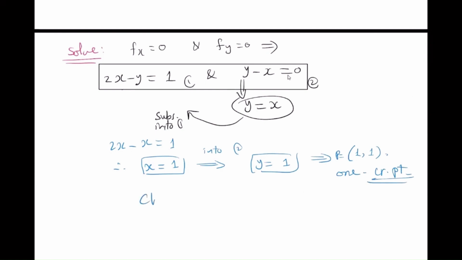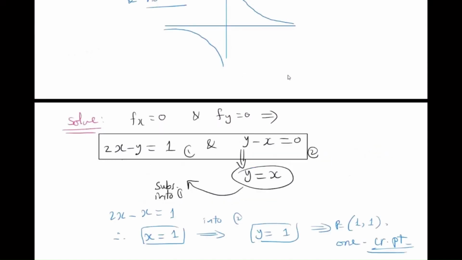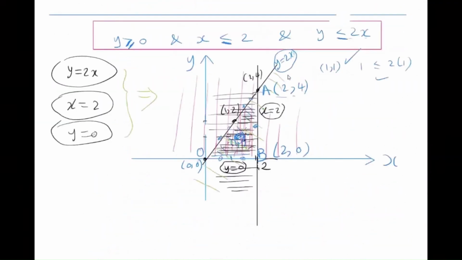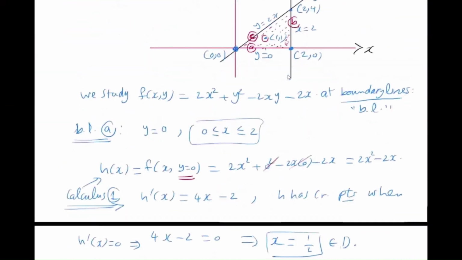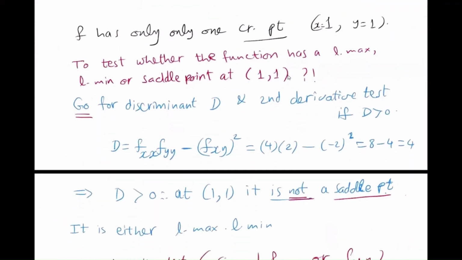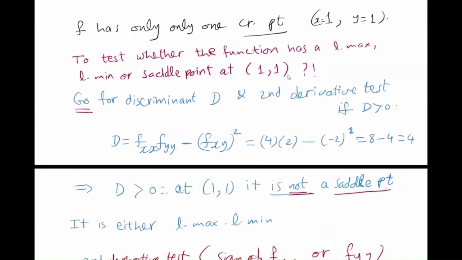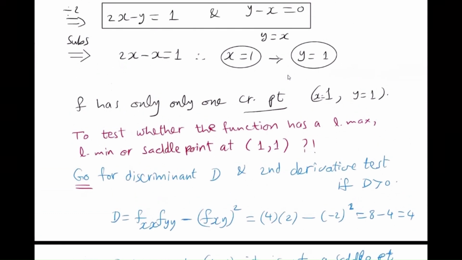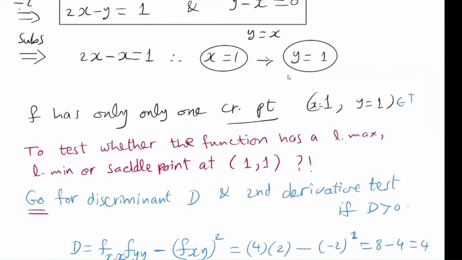Check whether it is in this restricted domain. If it is in the domain, we take it. If it is outside of the domain, we reject it. Okay, so we get one critical point, (1, 1). It is in the domain.